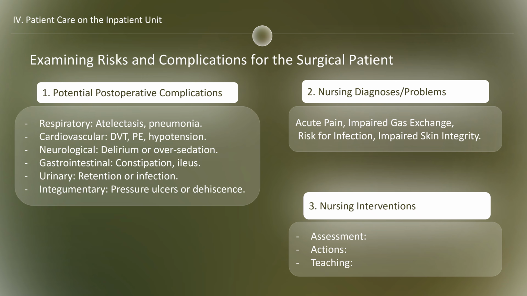So for example, apply the SCDs, monitor for leg swelling. Then neuro is the delirium or oversedation. So for instance, reorient the patient, reduce opioid dosage if needed. Then we have the GI, which is constipation.